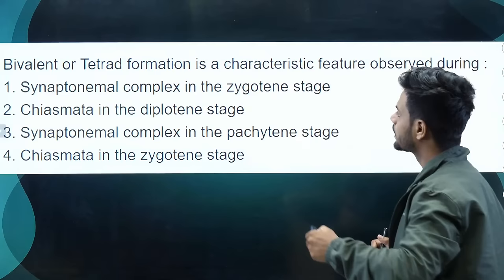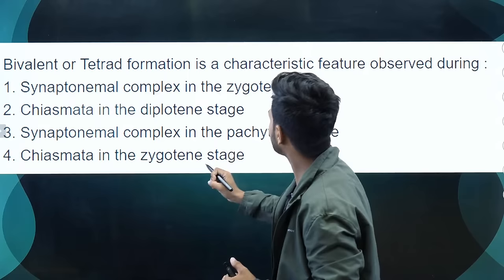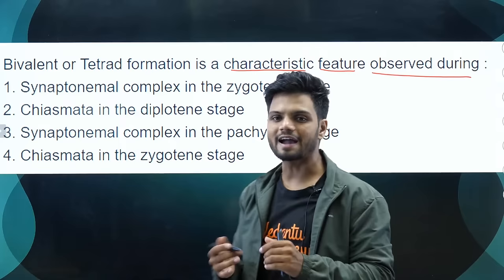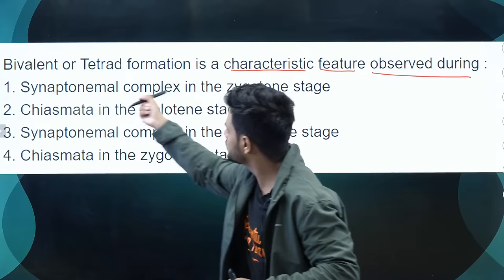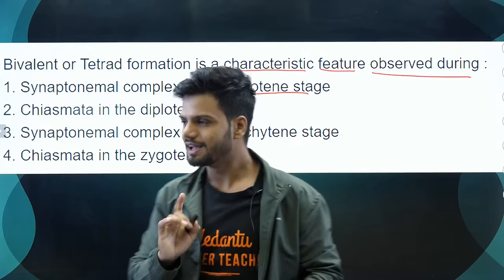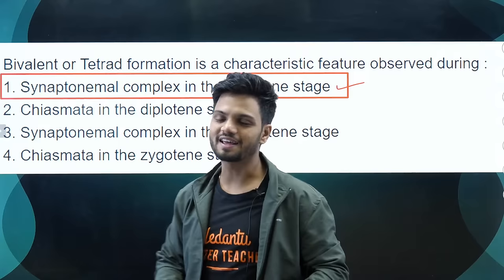I told you, remember already? Bivalent or tetrad formation is the characteristic feature observed during. I told you, bivalent or tetrad, where do you notice, students? Where do you notice? Synaptonemal complex in the zygotene stage. Remember that? Yes. Again, A for Andhra Pradesh. See, one line of NCERT can make you so many questions.